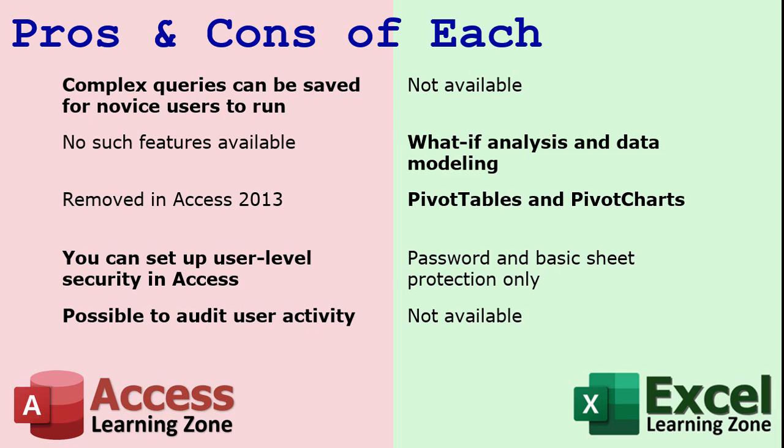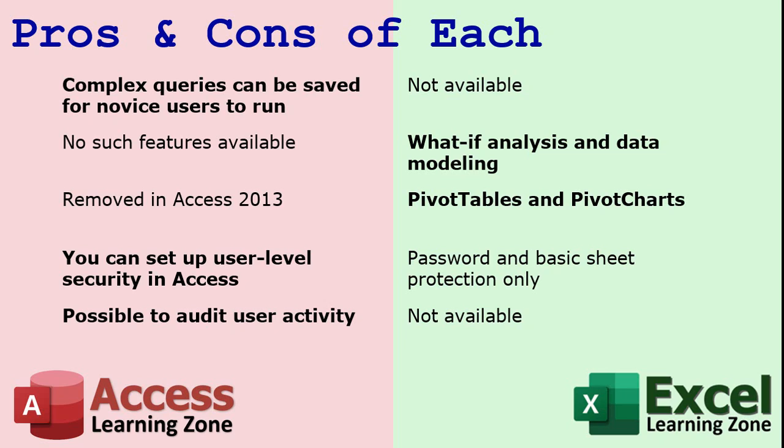Now, I know a lot of these pros have been on the Access side so far. I'm kind of picking out different features that Access has, but Excel does really have some areas in which it shines. For example, what-if analysis doesn't exist in Access. Data modeling, so much better in Excel. Pivot tables and pivot charts.